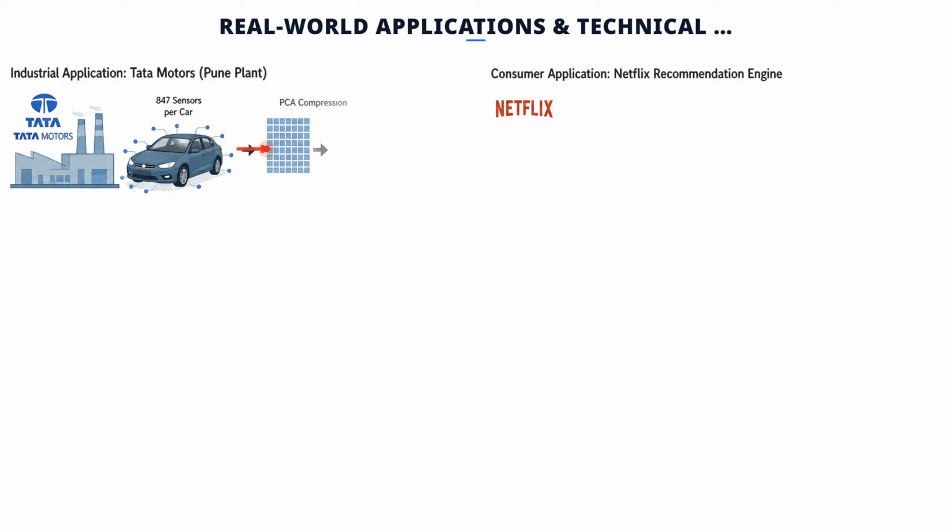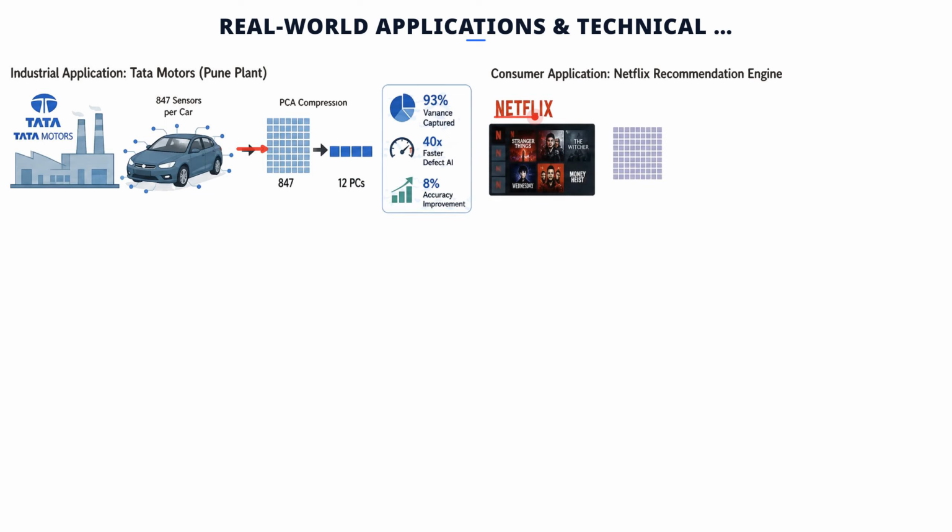By applying PCA, Tata Motors compresses those 847 readings into just 12 principal components. These 12 numbers capture 93% of the variation across all those sensors. This allows their defect detection AI to run 40 times faster and improves accuracy by ignoring sensor noise.